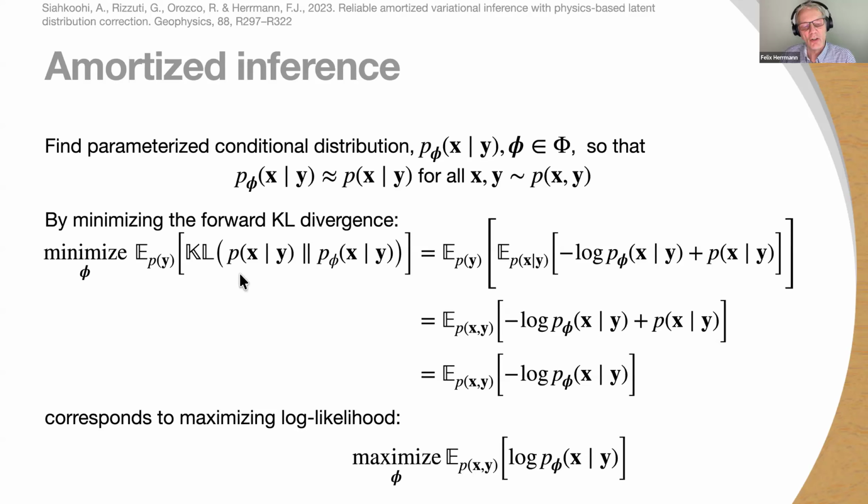And so we want to approximate the true posterior distribution, and we're doing that by minimizing the KL divergence between the true posterior distribution and the approximate one, which you can rewrite in terms of a maximization of a likelihood where we have access to samples of XY, right? And so then we can train that neural network by having these samples, right?